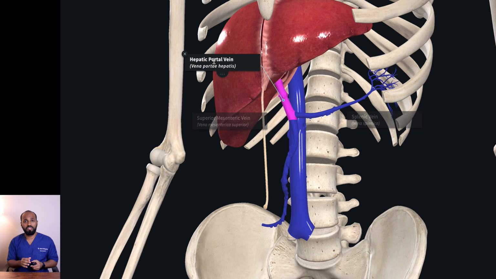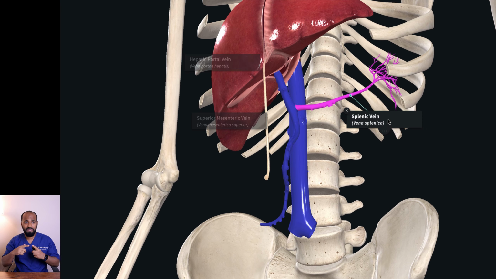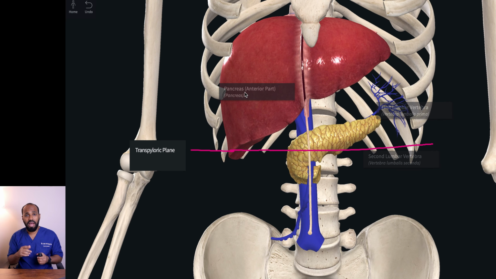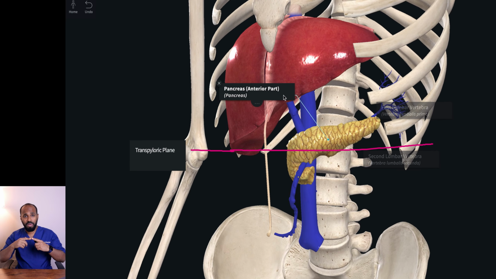The portal vein is formed by the union of the splenic vein with the superior mesenteric vein behind the neck of the pancreas at the transpyloric plane at the level between the first and second lumbar vertebra. It obliquely ascends to the right side to enter the lesser omentum. Then it ascends anteriorly to the epiploic foramen up to reach the porta hepatis, where it is divided into two main branches, right and left branches, just before entering the liver.